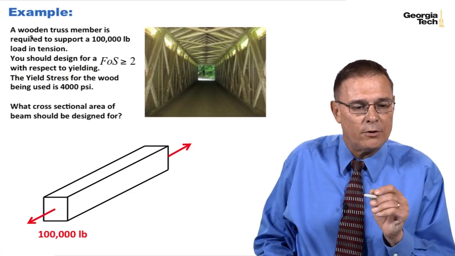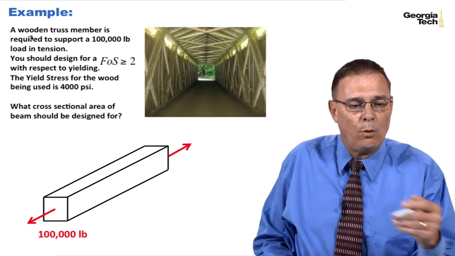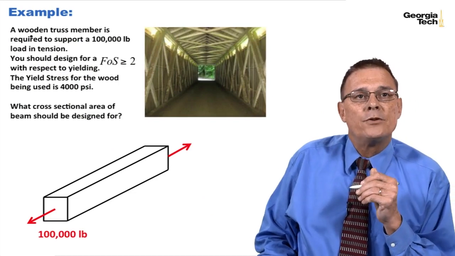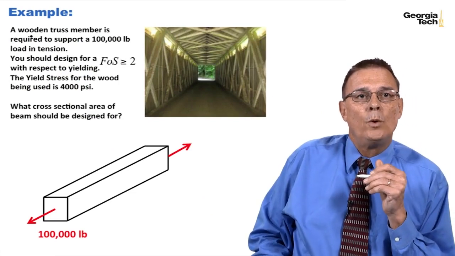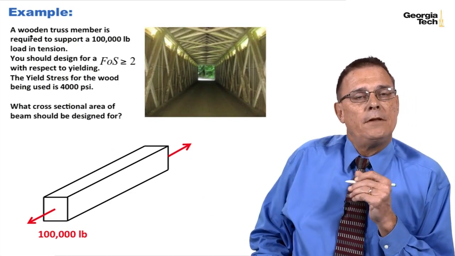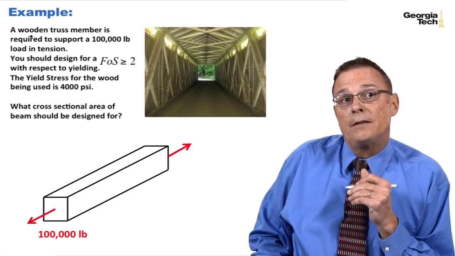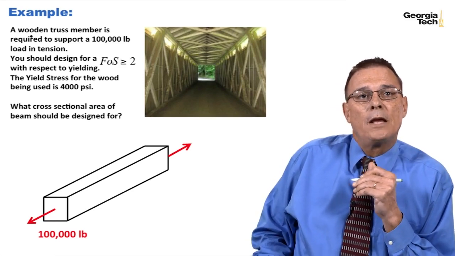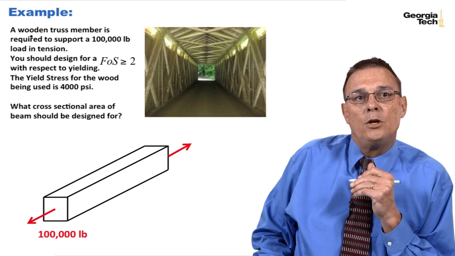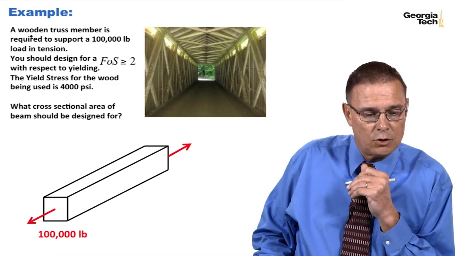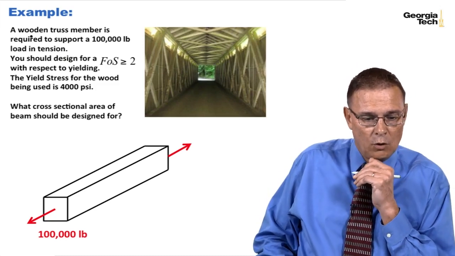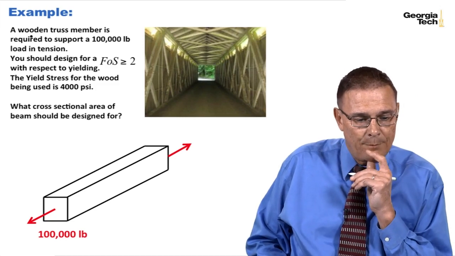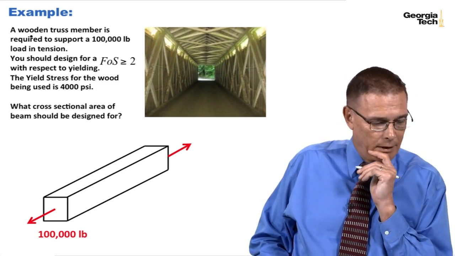And the wooden truss member is required to support 100,000 pounds load in tension. We want to design for a factor of safety that's greater than or equal to 2 with respect to yielding of the wood. We're given that the yield stress for the wood being used is 4,000 pounds per square inch. And so what cross-sectional area of beam should we design for?